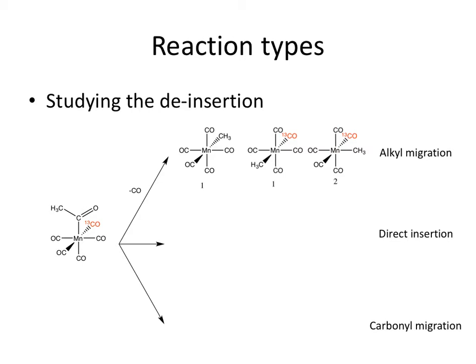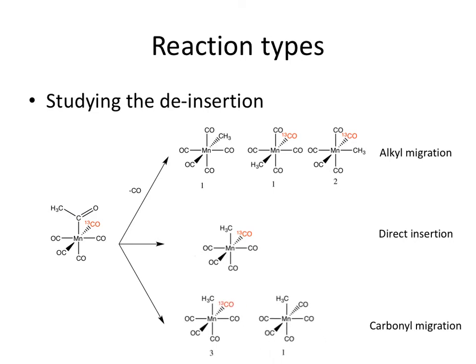In the direct insertion mechanism, so in this case the direct deinsertion mechanism, we would expect only one product, and that's where the carbon monoxide that's present in the acyl group deinserts out of the molecule, leaving only one possible product. The final mechanism, the carbonyl migration mechanism, which, looking at the deinsertion, would give us this product distribution.